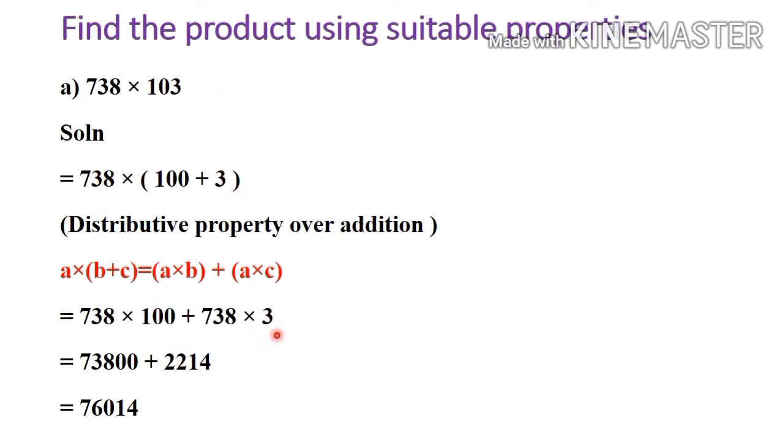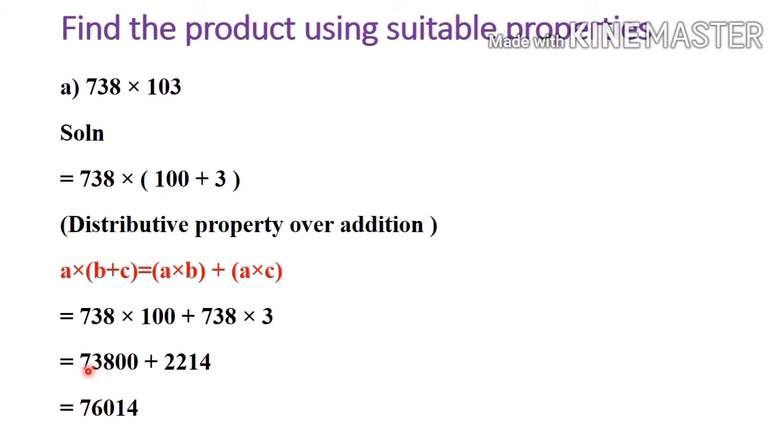Okay. So here what we have done? The first step, we have split 103 as 100 plus 3. So we got the form A into B plus C. Then apply the distributive property, that is A into B plus A into C. Just apply this and do the calculation and write down the answer.